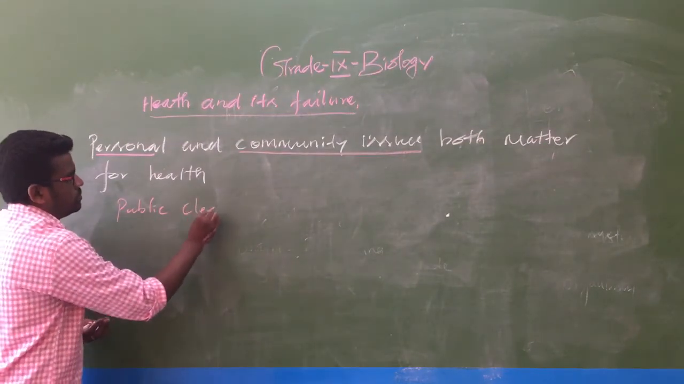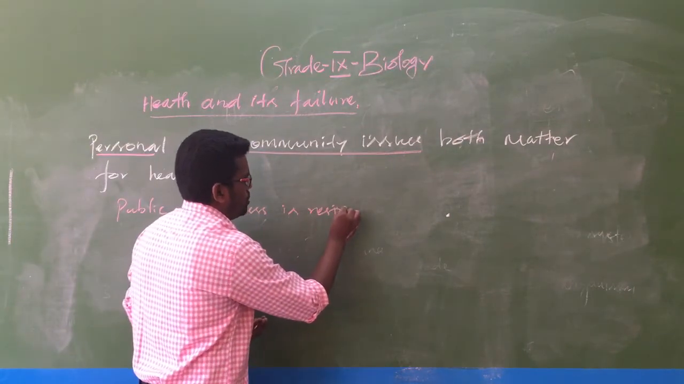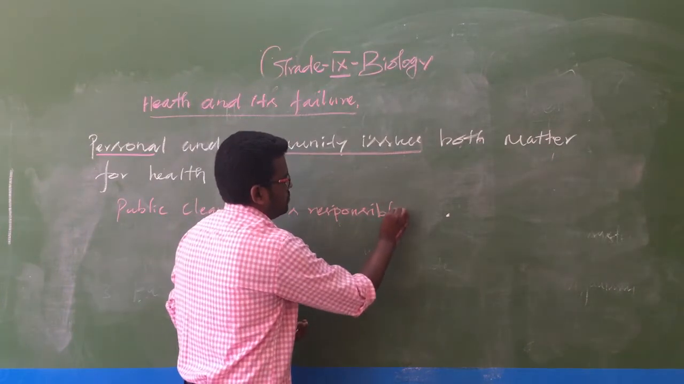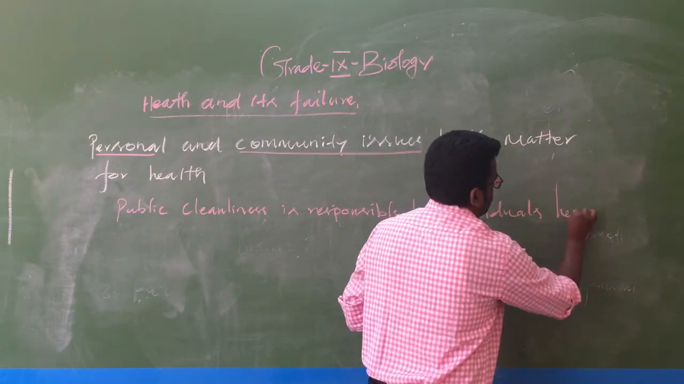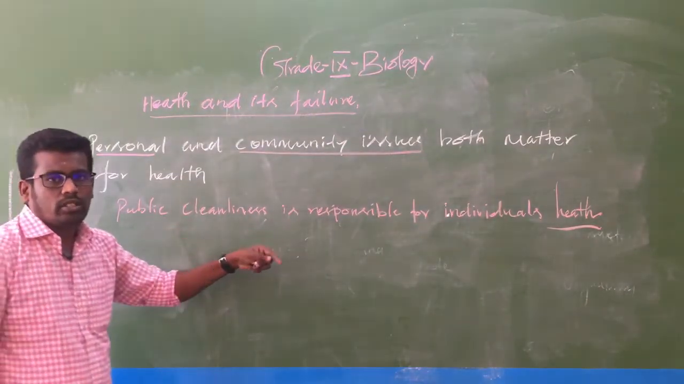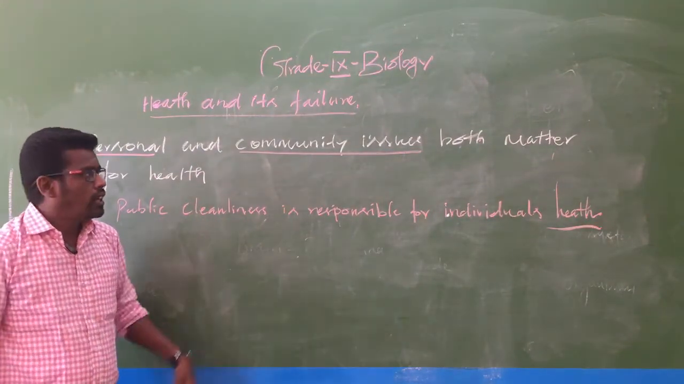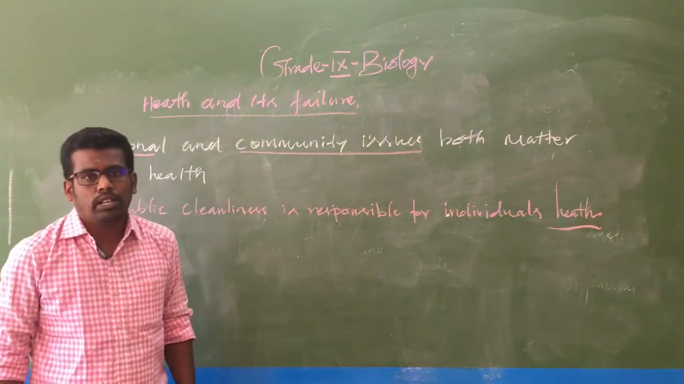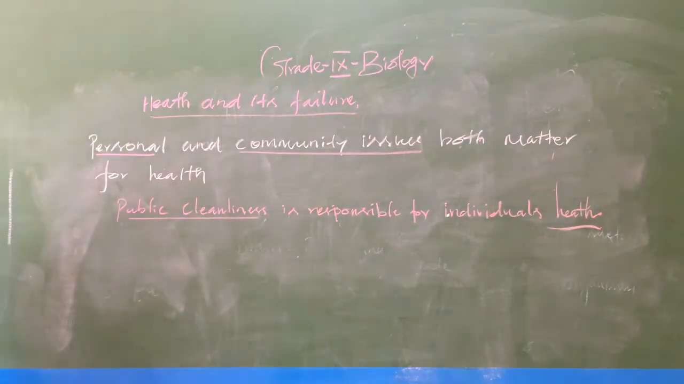Public cleanliness is responsible for individuals' health. How? Before we discussed that the garbage is not collected, the water is stagnant in the surroundings, the drainage is not cleaned properly. What happened? Disease may spread. So public cleanliness is also responsible for individual health.